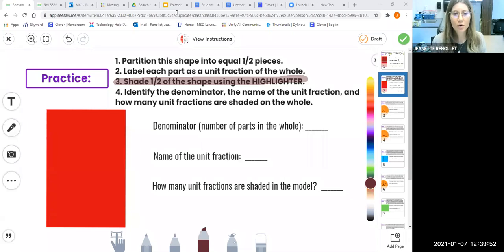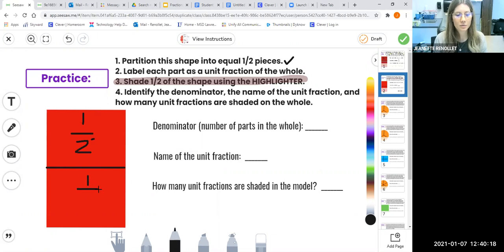We're going to quickly go over slide 2. You're checking to see that you have this done. Step 1 says partition the shape into 1/2 pieces. Done. Step 2, label each part as a unit fraction of the whole. This is 1/2. This is 1/2. I've now done step 2.